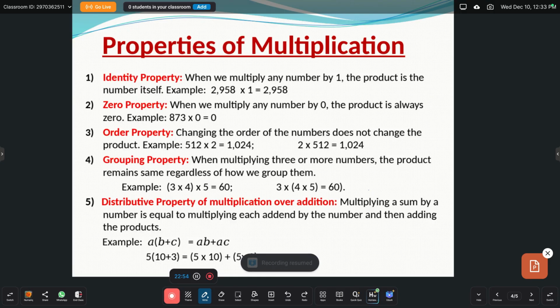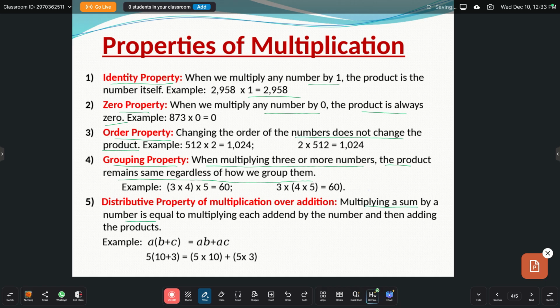I hope all these properties are clear now. Our first property was the identity property, saying that when we multiply any number by 1, the product is always the number itself. The 0 property says that when we multiply any number by 0, the product is always 0. The order property says that changing the order of the numbers doesn't change the product. Then the grouping property says that when multiplying 3 or more numbers, the product remains the same regardless of how we group them. And then the distributive property says that multiplying a sum by a number is equal to multiplying each addend by the number and then adding the products.